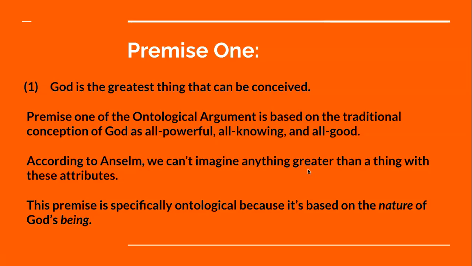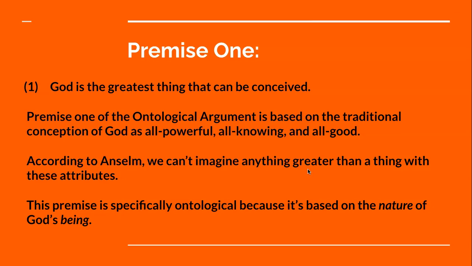All right, so let's look at each of the individual premises. Premise 1: God is the greatest thing that can be conceived. Premise 1 of the ontological argument is based on the traditional conception of God as all-powerful, all-knowing, and all-good. So if God has these attributes, it's going to be hard to imagine anything greater than God, because these attributes make the being so exceptional.